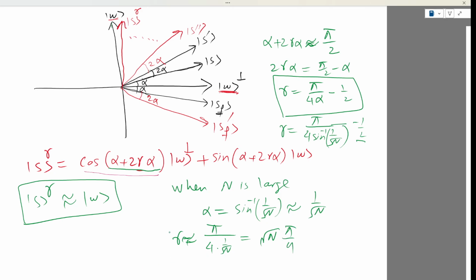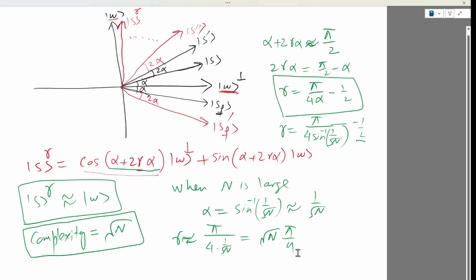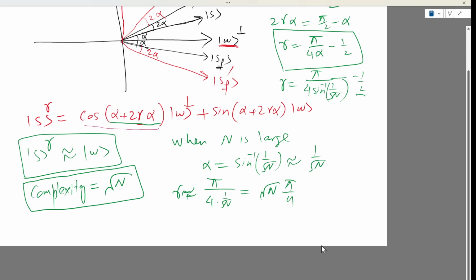So we can see that the complexity of the algorithm is square root of n, that the number of queries to the oracle scale as square root of n, not n as in the classical case. So this was the key algorithm that showed that the quantum computer can solve the search problem with square root of n queries to the quantum oracle, accessing the unstructured database, rather than n queries.